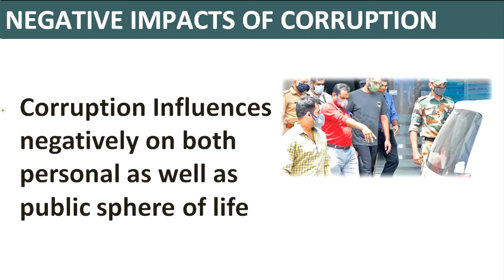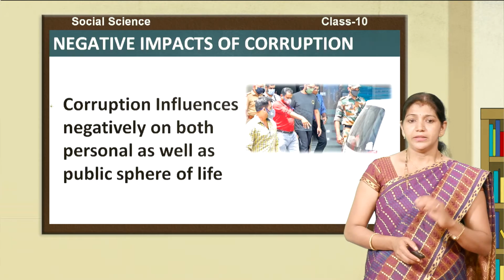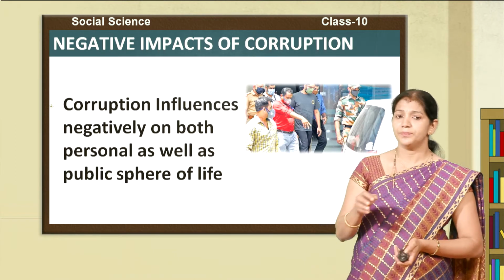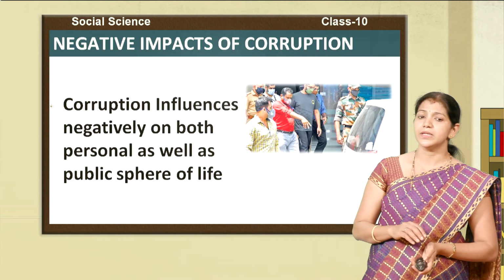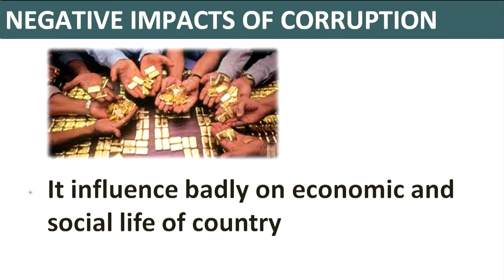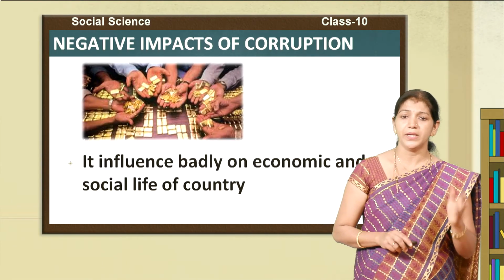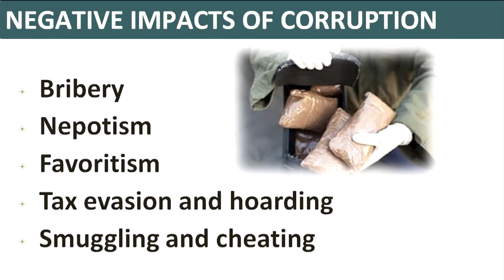Next, corruption has a negative influence on both personal as well as public spheres of life. Corruption not only creates problems in social life, it also creates negativity in personal and public life. Corruption influences the economic and social life of the country badly. Economic conditions are also influenced by corruption. The main impacts of corruption are bribery, nepotism, favoritism, tax evasion, hoarding, smuggling and cheating.